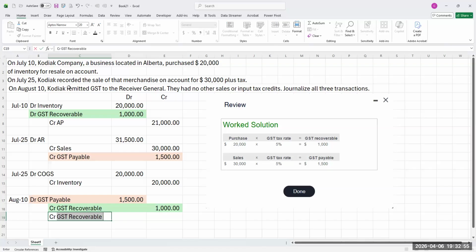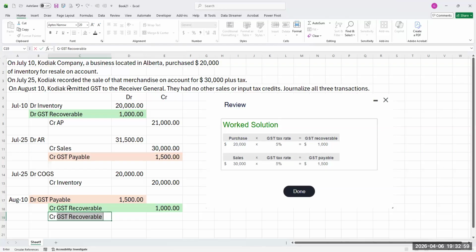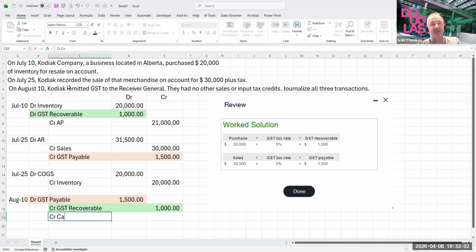Yes, your mom. We have to debit cash by $500. I did the math in my head. You have to debit cash with $500. Sorry, I meant credit. I changed my mind. Okay, good. Yeah, cash, that made sense. $500, and we're done, right?